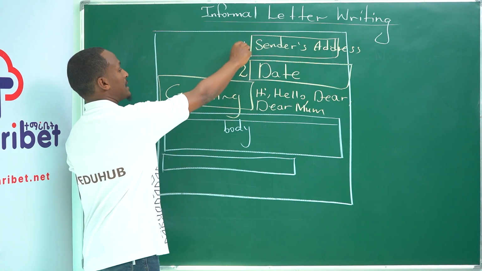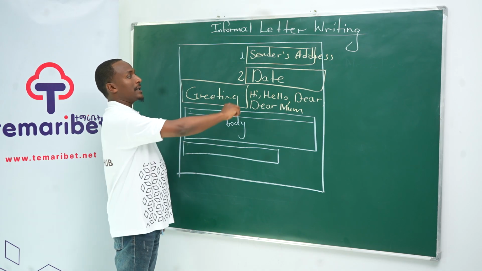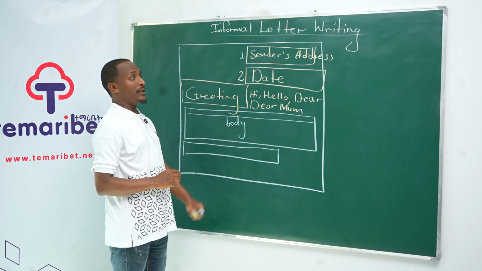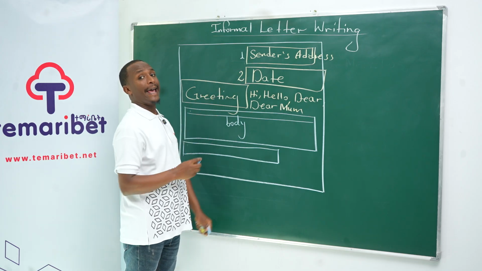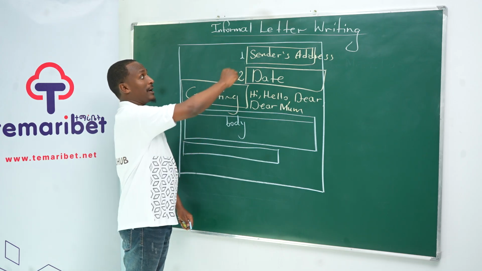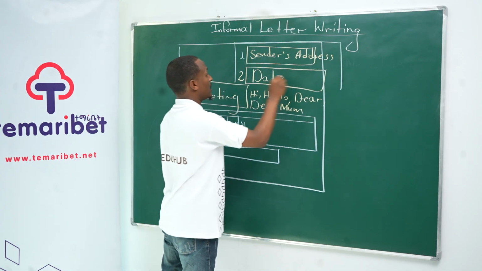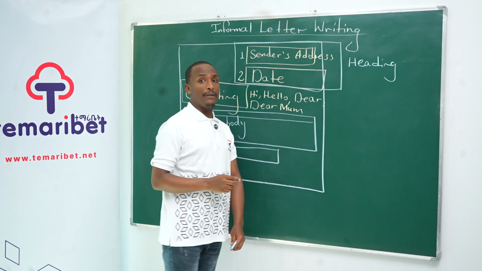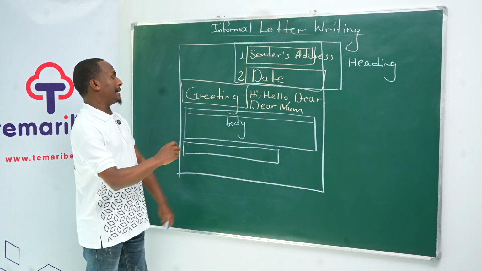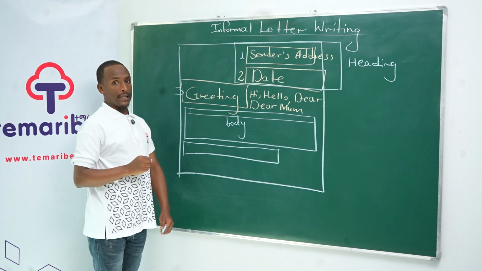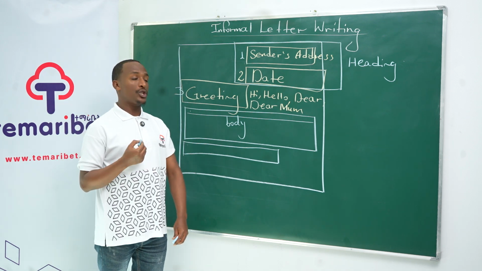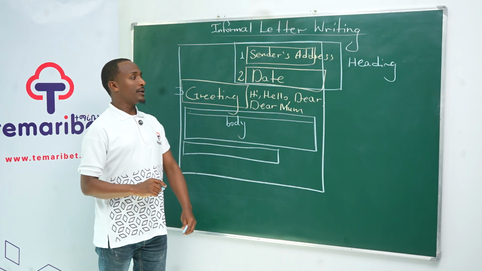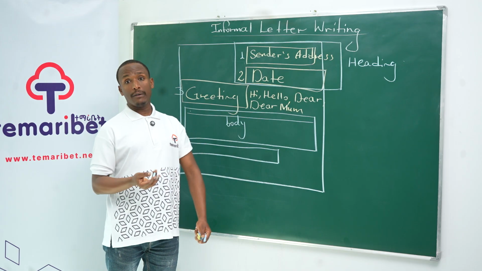Closing salutation, which means step number 1 is the sender's address. The second step after the sender's address is the date. These 2 steps are known as the heading part of the informal letter, the headings of the informal letter. And after the date, the third step is the greeting, which is very friendly and shows your personal relationship by saying hi, hello, dear mom, maybe my dear, my love, and others.